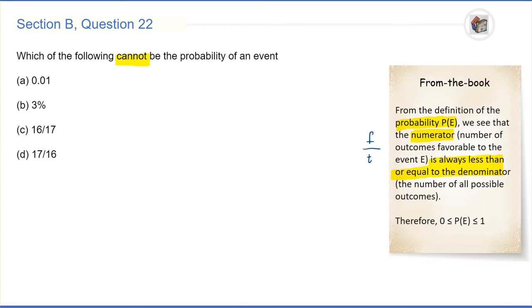You have number of favorable outcomes, number of total outcomes. That cannot be a negative number. So what we have ultimately is that probability of any event is always between these two numbers. So we have to see which choice here is not between these two values because we have to find what cannot be the probability. Now a quick glance is going to tell you that D is the answer because this is something which is more than 1 since your numerator here is greater than the denominator.